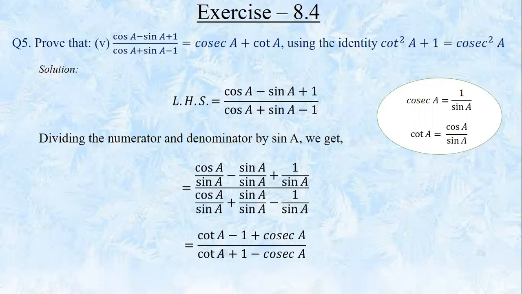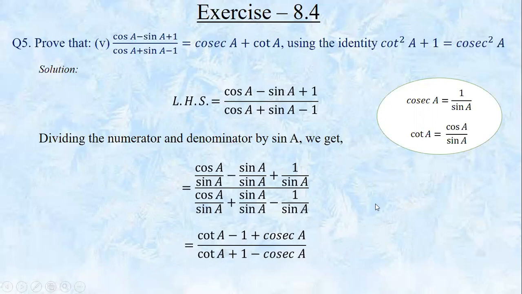For this, let us first consider the LHS, cos A minus sin A plus 1 divided by cos A plus sin A minus 1. Note that in the right hand side, we have cosec A plus cot A. Both of these have sin A in the denominator. So, we are going to divide the numerator and denominator by sin A. On doing this, we will get cot A minus 1 plus cosec A divided by cot A plus 1 minus cosec A. Now, we have got LHS in terms of cot A and cosec A.